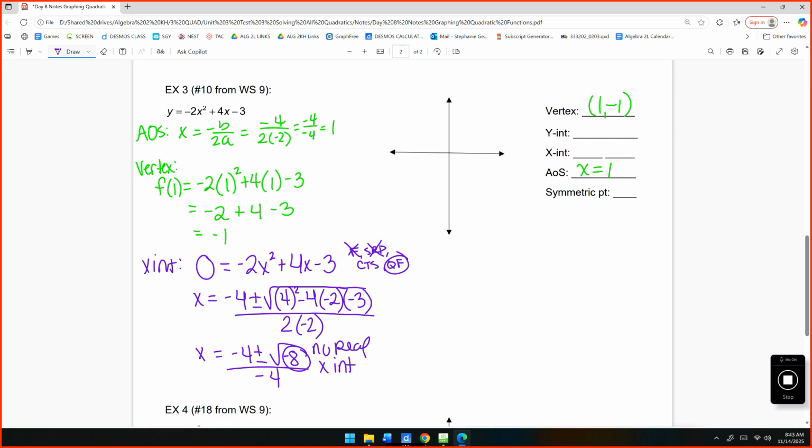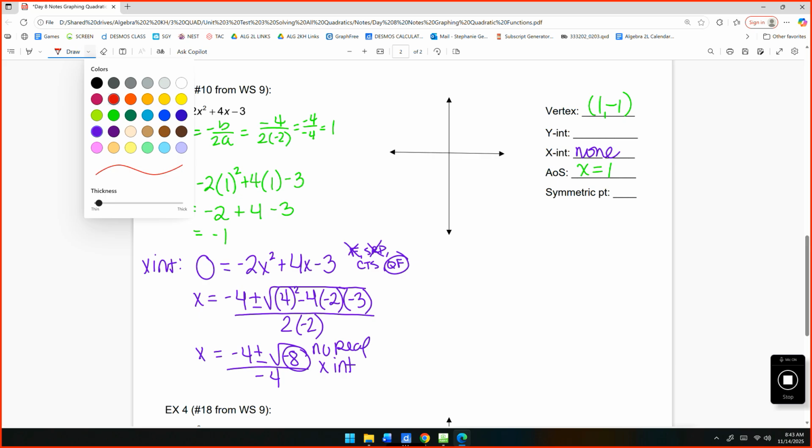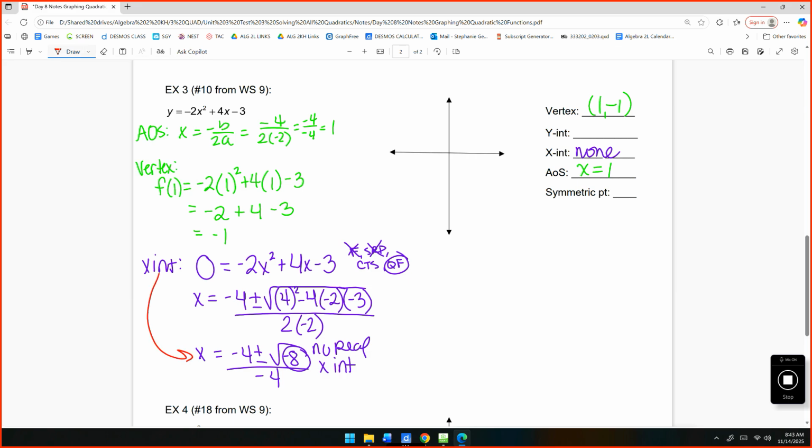So what do I write up here? I write none. There are no x-intercepts, okay? Because we are not going to pull out a complex plane on that little piece of paper. It's not going to happen. We're just going to go, nope, no real x-intercepts. But this is the work that proves that, right? I had to get all the way to here to prove it.